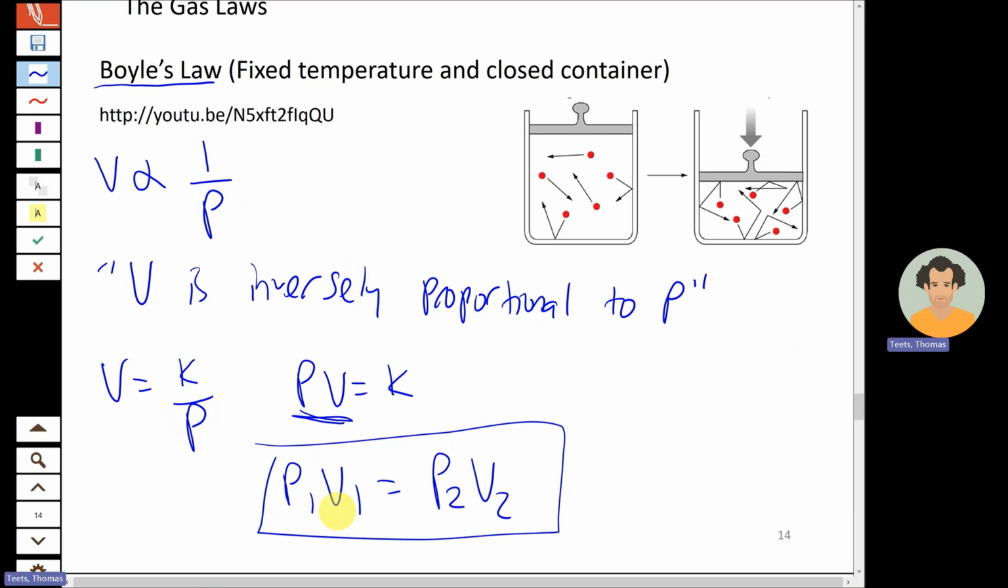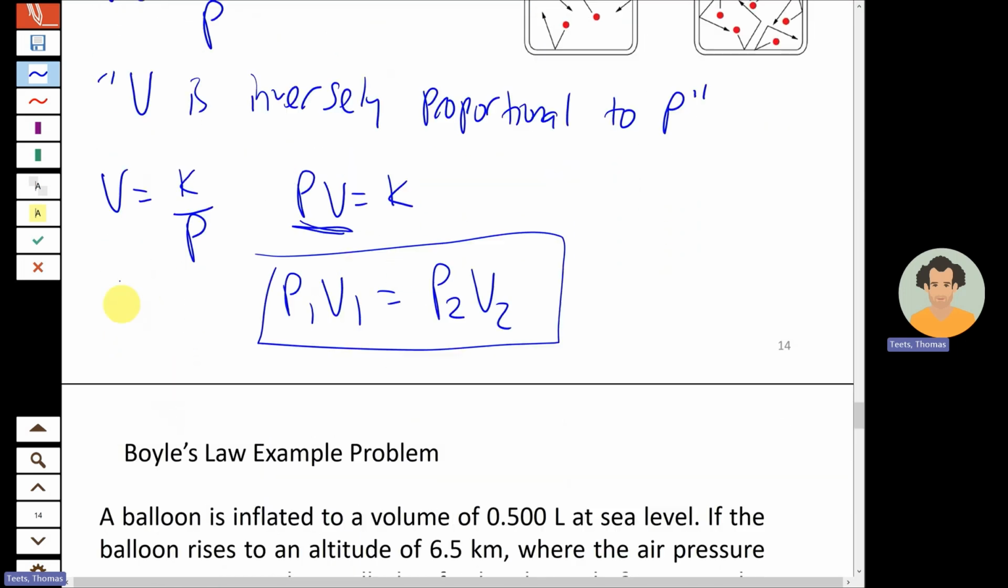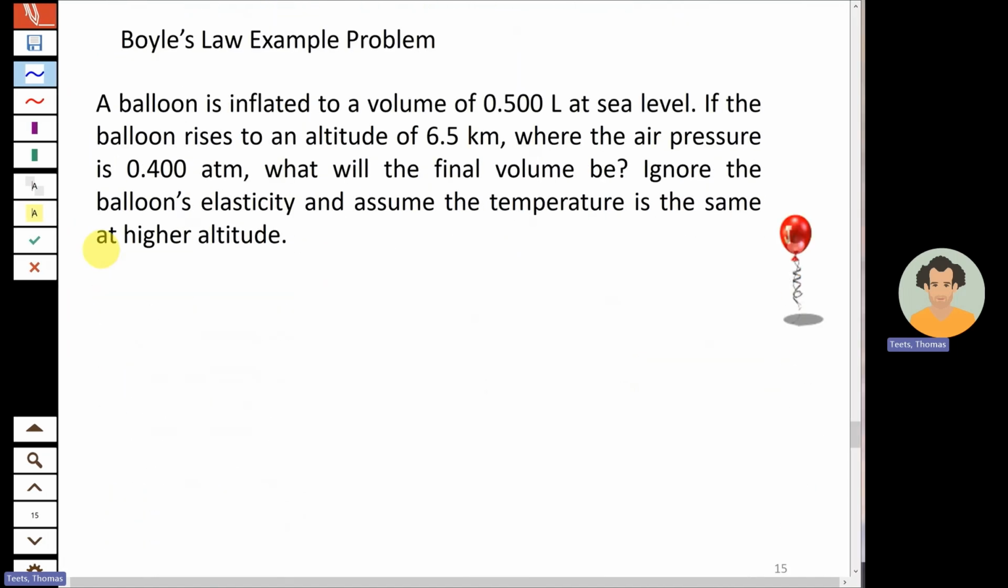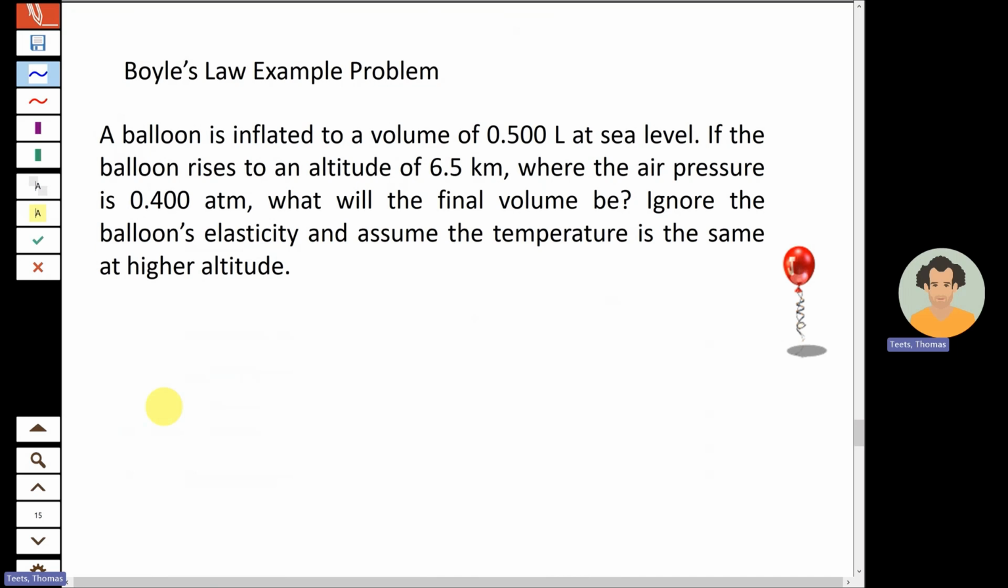So we can use that by itself. As we'll learn later on, we actually don't need all these separate equations I'm going to give you today. We can combine them all into one. But if we have this Boyle's law relationship and a situation where we're just talking about changes in pressure and volume, we can use those equations to figure it out. In this example problem, we have a balloon that's inflated to a volume of 0.5 liters at sea level, and it rises to an altitude of 6.5 kilometers, where the air pressure is 0.400 atmospheres. What will the final volume be? Ignore the balloon's elasticity and assume the temperature is the same at higher altitude.